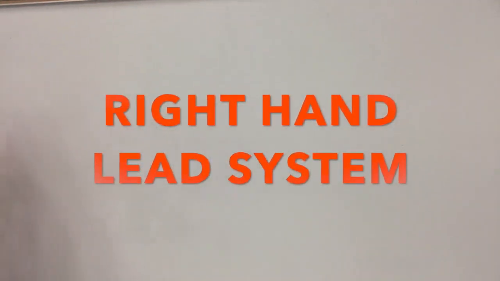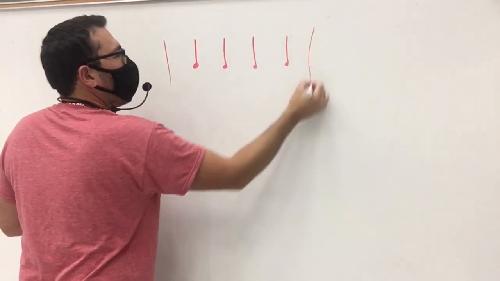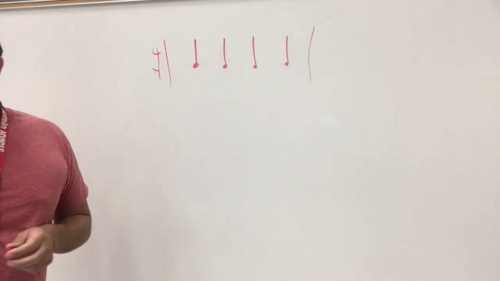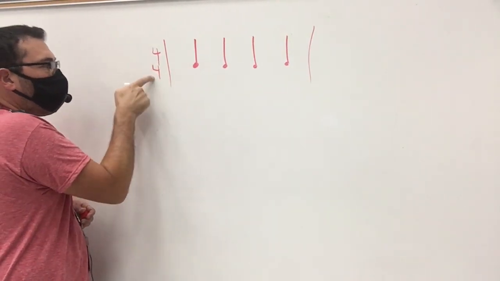Okay, so we're going to learn about the right hand lead system. We know that quarter notes look like this, right? This would be a measure of 4/4. When we're dealing with quarter notes and we're in 4/4, we have 4 quarter notes in the measure.